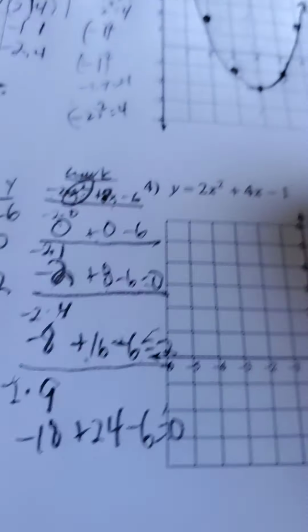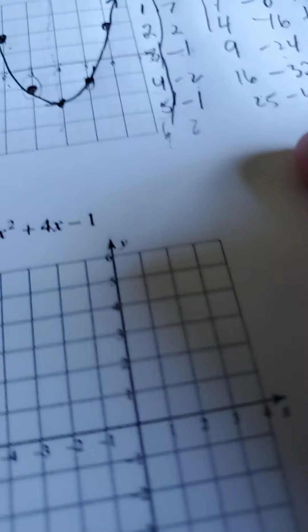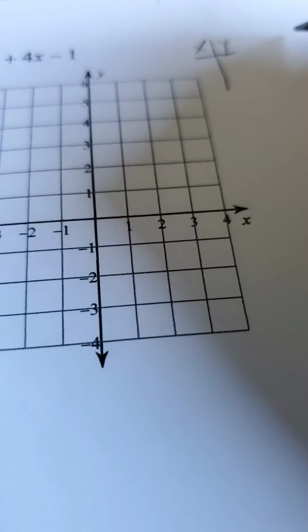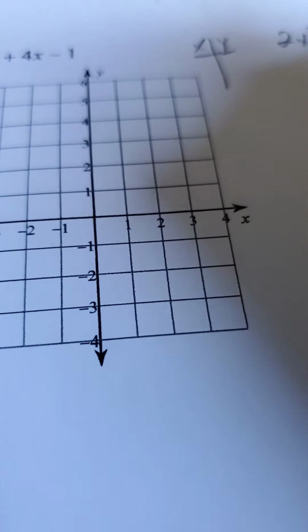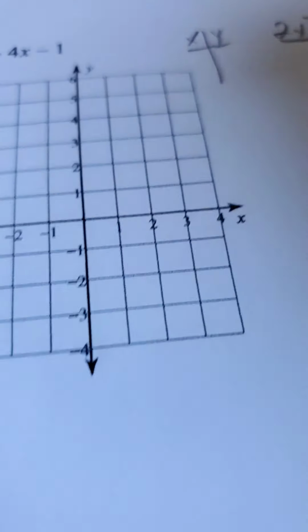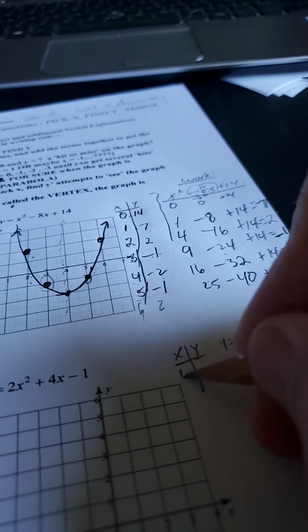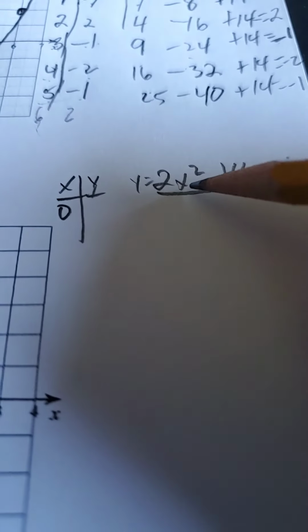Okay? Let me go ahead and go to number 4. Okay? I don't have it prepared yet. Let me do that real quick. Make my T-chart. And then my math is 2x squared plus 4x minus 1. That's what the y number equals. Okay. Always plug in 0 first just because it's easy math. If I put a 0 in for x squared, I get 0.